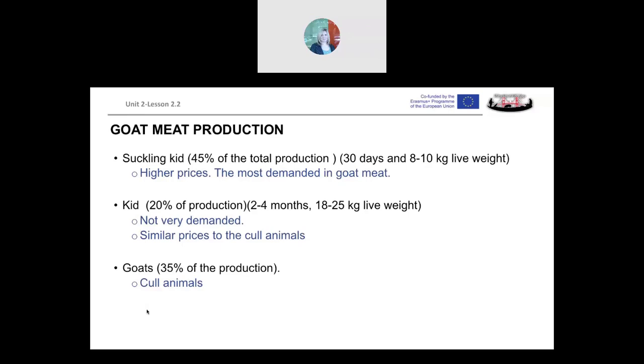or the goats, adult animals. And finally, this is the last type of production, that is the goats or adult animals that more or less cover 35% of the total production. In this case, as I mentioned before, usually this type of production comes from the cull animals that are the animals that are eliminated from the herd for different reasons, but mainly because they are very old.